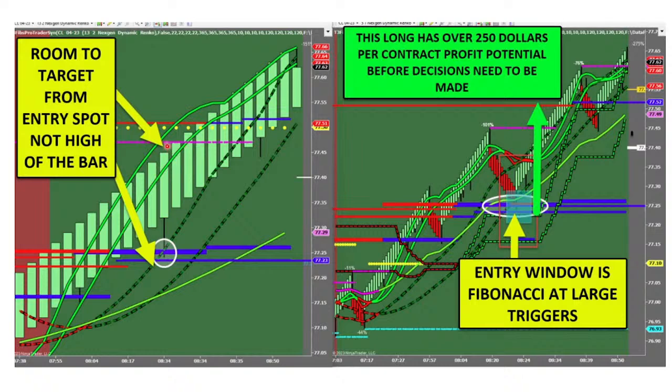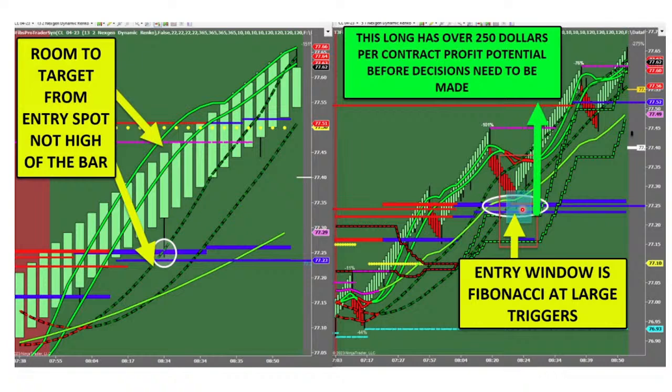And the cool thing is notice how close the top of the bar is to trouble. And I want you newer users to pay attention to this. We have 5 ticks to get to problems, 4 ticks to get to problems. That's $40 worth of profit if you jump in at the top. But if you wait for the pullback to the area inside of favorable large triggers, you've gone from $40 to $250.